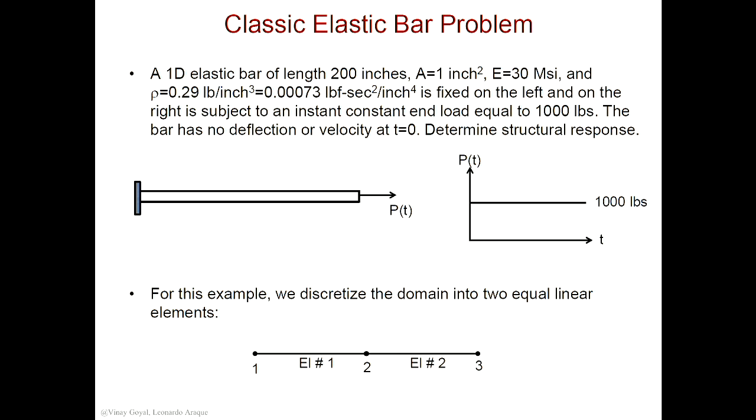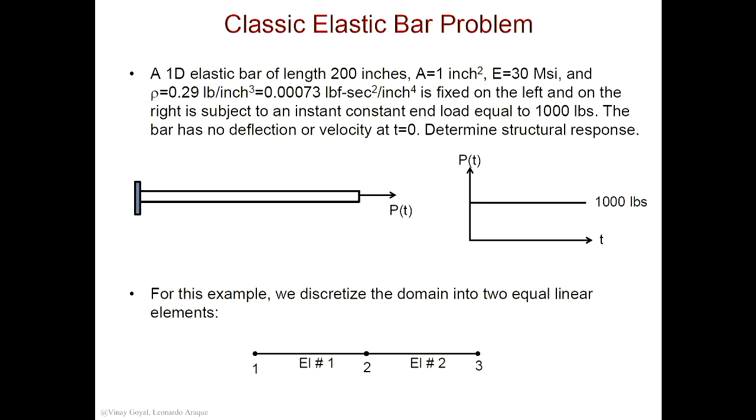Okay, so let's consider a 1D elastic bar. What I'll do is this: it's 200 inches long, and the cross-section area is 1 inch squared. All the information is given here. Steel is about 30 MSI. The density is 0.29 pound per inch cubed. I converted it to pound second squared per inch to the fourth, okay, to have everything in consistent units. It's fixed on the left. And on the right, we're subjecting this right end to an instant constant load of about 1,000 pounds. So I'm taking this right-hand side and instantly loading it up. So that's what we're doing there. And we're saying that the bar has no deflection or velocity initially at time equals zero. So the question is, how does this structure respond? What happens to the structure?